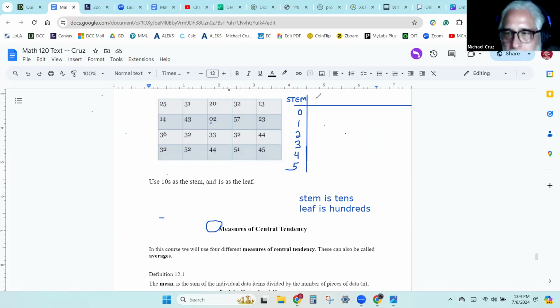And then up here. And there's our leaf. Now, what we're going to do is go through each one and find the proper place for it. So for this one, that would be in the 2. In order to represent this 25, we would write a 5 here. So now we have 25.